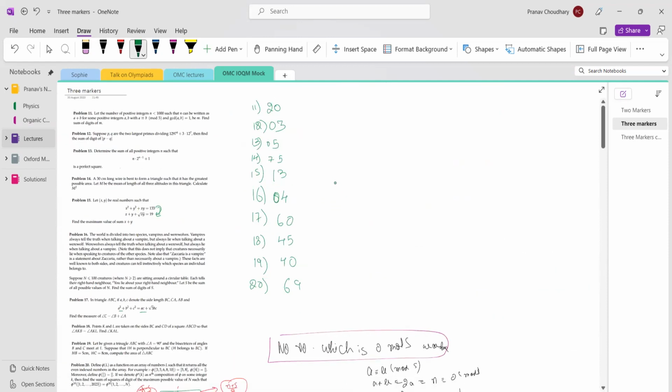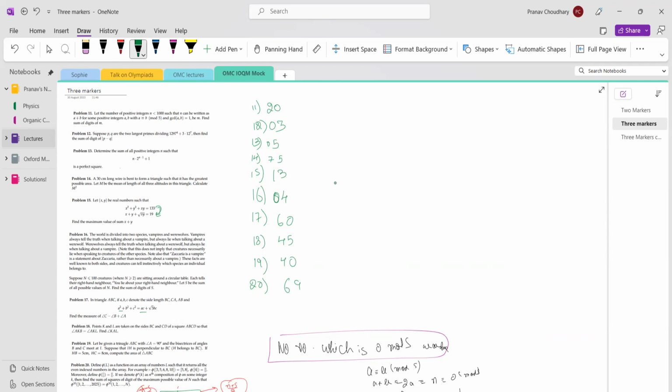So these were all the solutions for all the three markers. I think most of them were not that hard, except problem 3, I believe. But in most of the questions, you just do the basic thing possible, and it eventually works out. No fancy theory was used in any of the problems. So yeah, in IOQM you can expect that only.